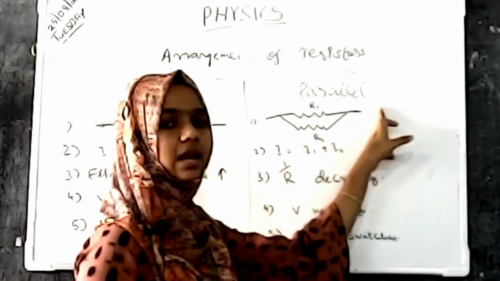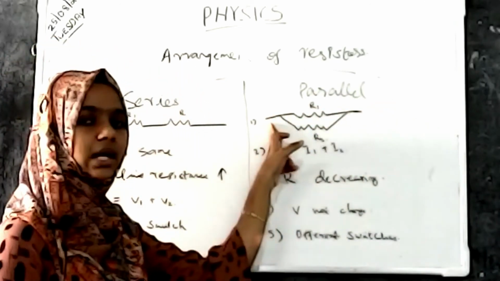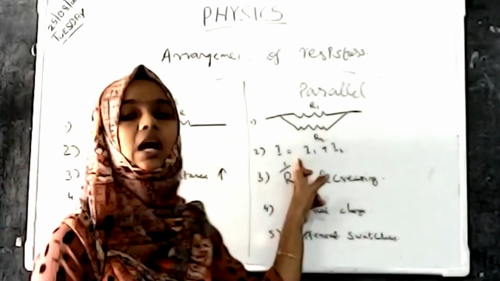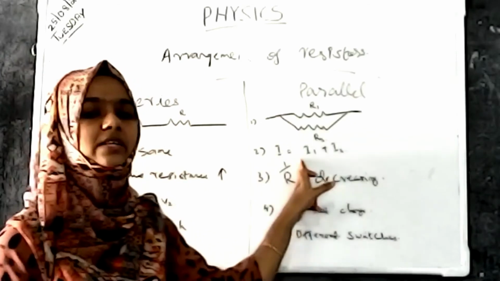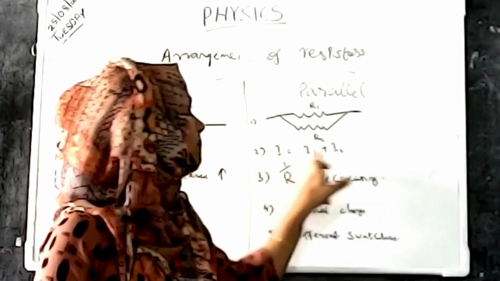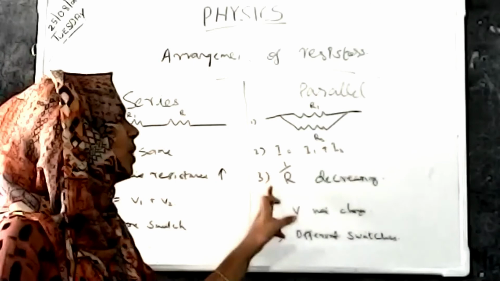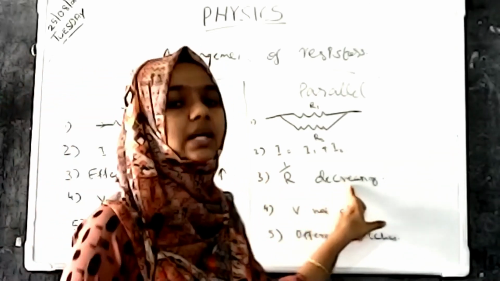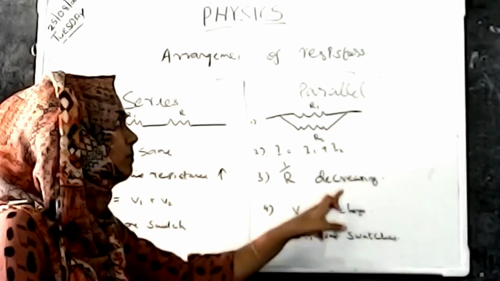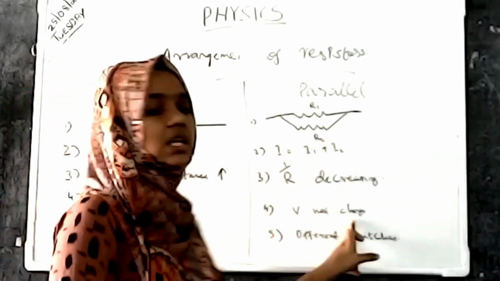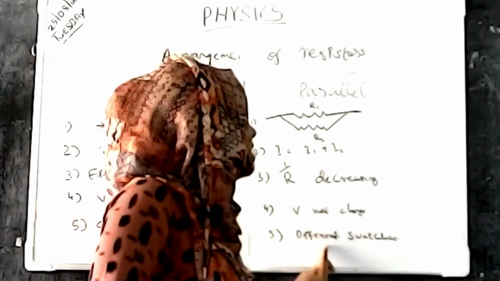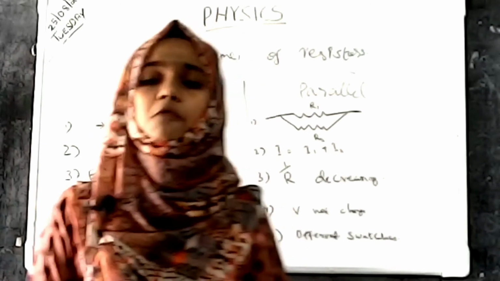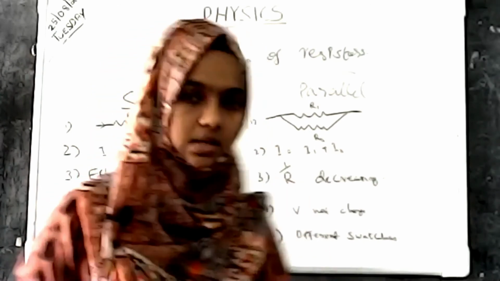But in parallel, the resistors are connected like branches, and the current is splitting, I is I1 plus I2, and 1 by R is 1 by R1 plus 1 by R2. The effective resistance is decreasing in the parallel connection, and V is not changing, and different switches are needed to work different resistors. Okay.